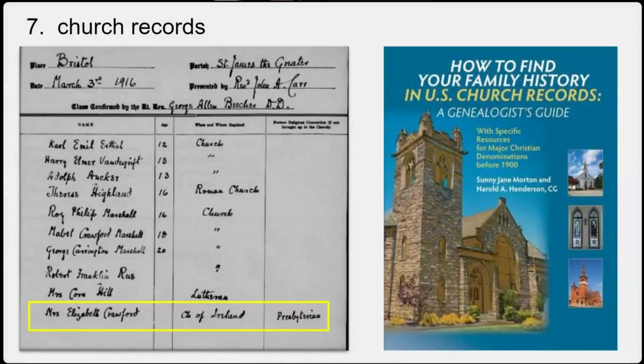Church records can give you hints about your immigrant ancestor's place of origin. This is a 1916 diocesan confirmation register of the Episcopal Church in the Diocese of Pennsylvania that I found on Family Search. The confirmation register tells us that Mrs. Elizabeth Crawford at the bottom of the page was born in Ireland. In the Northwest Library Genealogy Department, we have a great how-to book on finding church records that I highly recommend, and I've got a picture of the book on the right side of the slide.